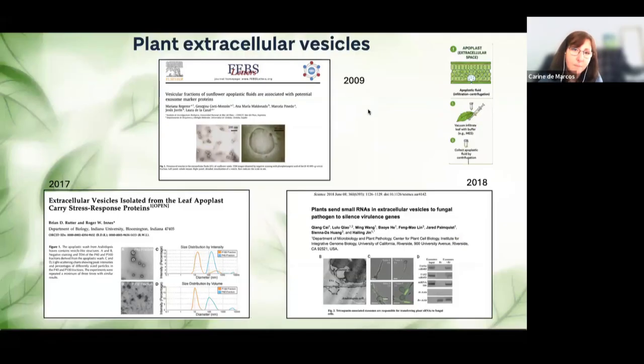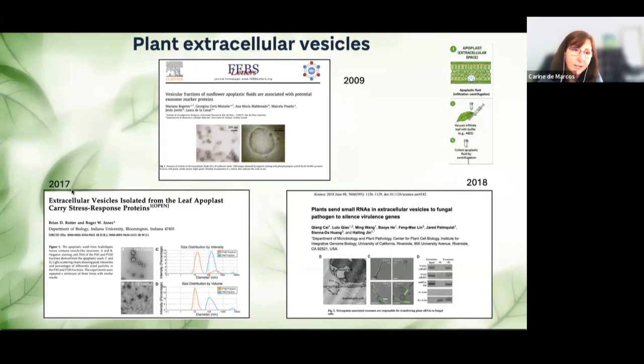Then other papers here show different types of vesicles, and these are called apoplastic vesicles because they are purified from the apoplast, which is considered as the extracellular medium between the plasma membrane and the cell wall. And you can see that the first one to really establish plant extracellular vesicles from this was from sunflower seeds, and they were the first purification of these EVs in 2009.